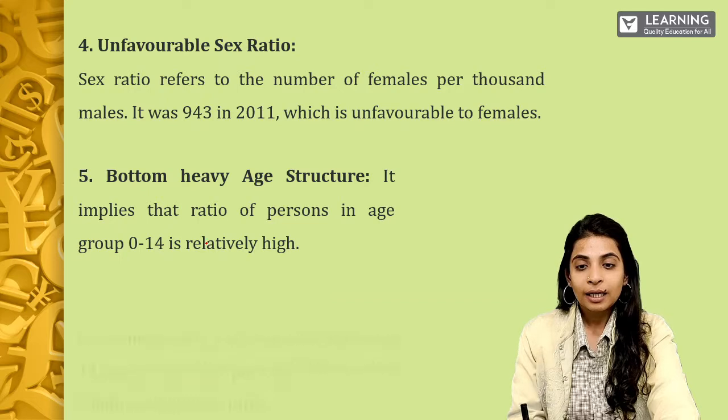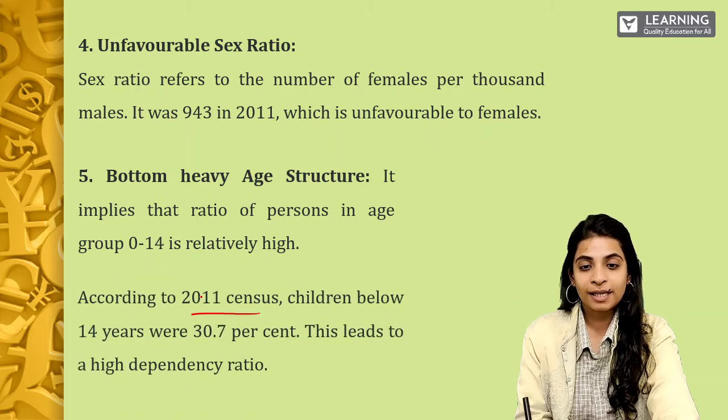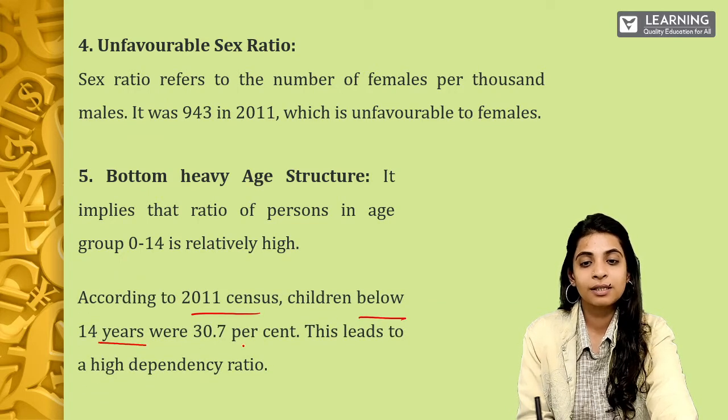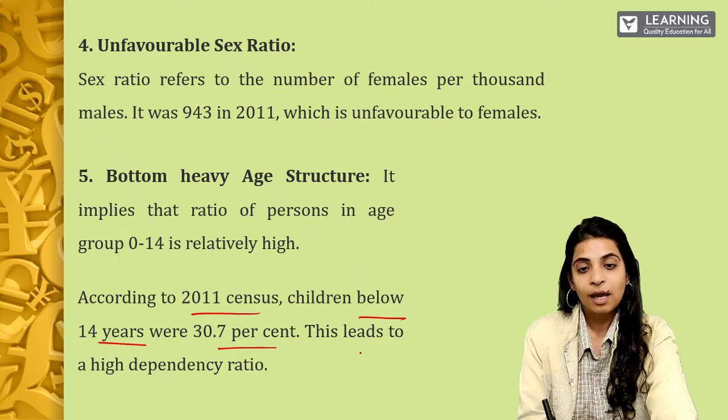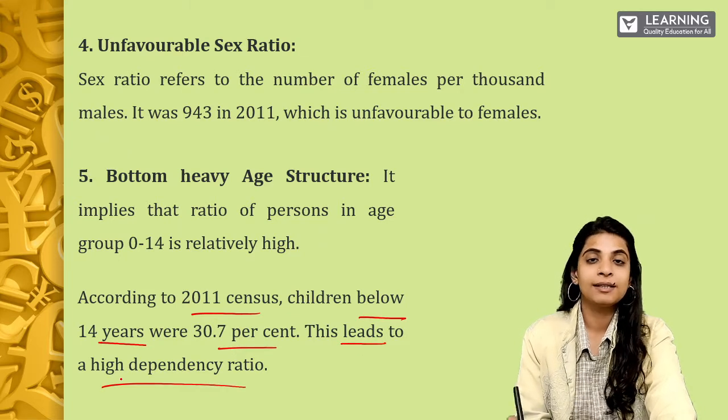All right. Now, according to the 2011 census, children below 14 years were 30.7%, and this leads to a high dependency ratio.